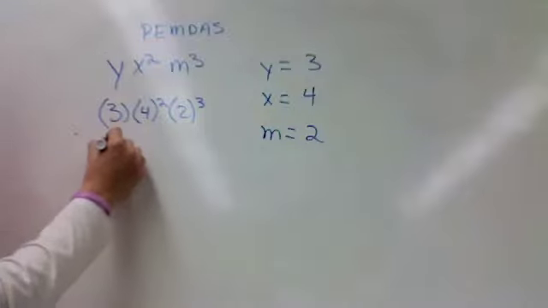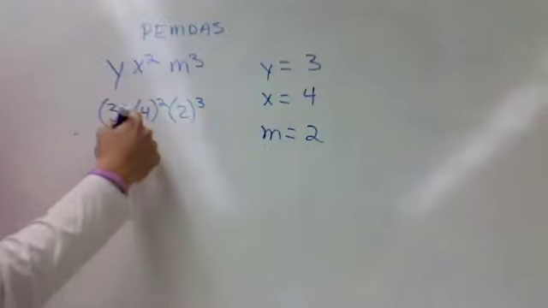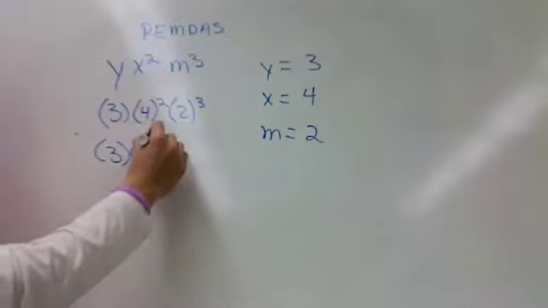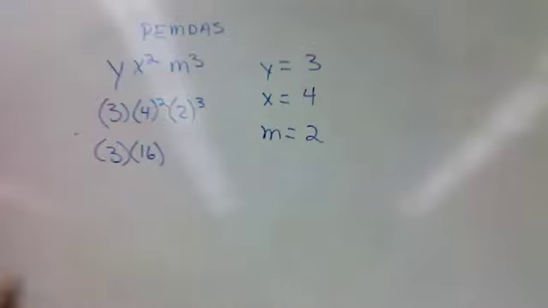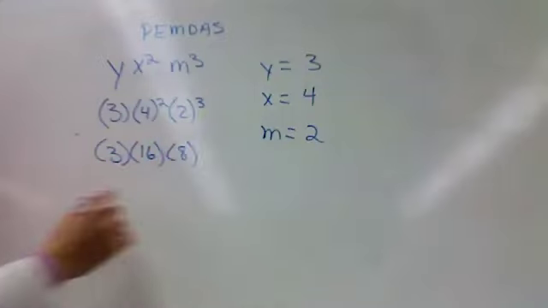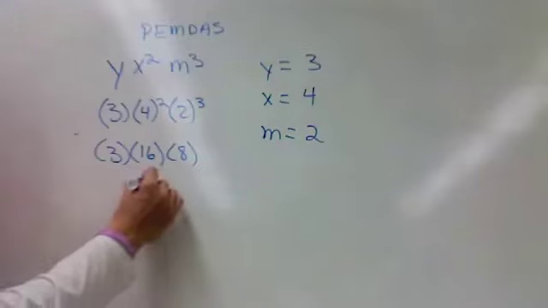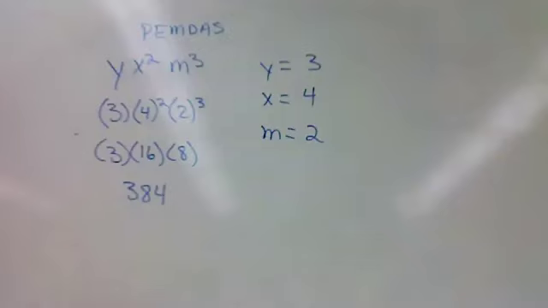So 3 doesn't have an exponent. 4's got an exponent. So 4 times 4 is 16. And then 2 to the third power is going to be 2 times 2 is 4, 4 times 2 is 8. So we get 3 times 16 times 8. Now, when we multiply 3 times 16 times 8, we're going to come out to a final answer of 384.